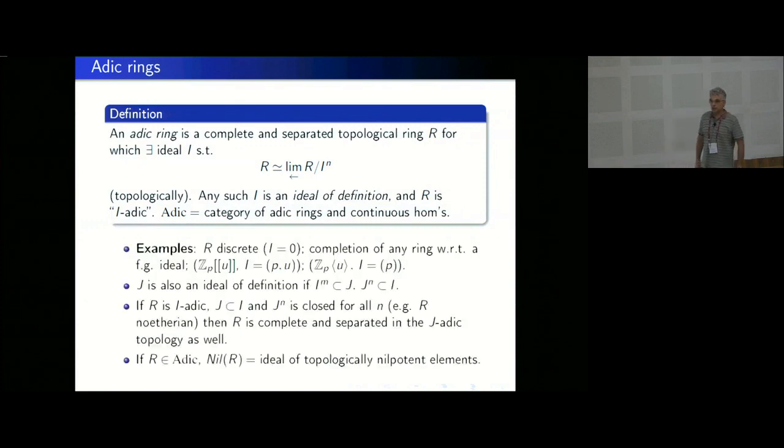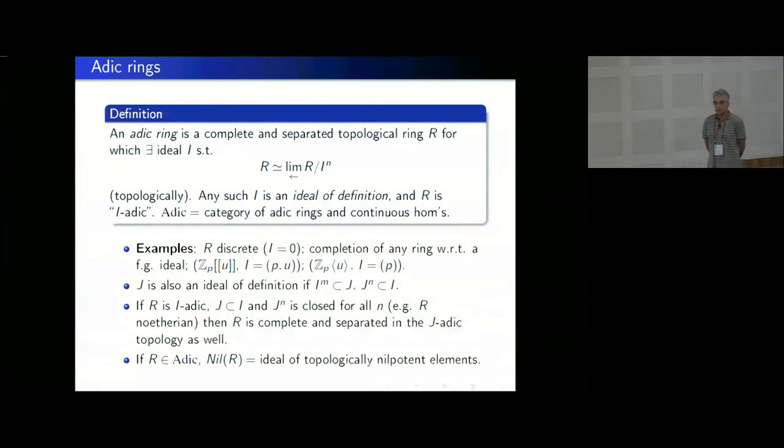So here are examples. Any discrete ring with I equals 0 is an adic ring. So the category of adic rings contains the category of discrete rings. The completion of any ring with respect to a finitely generated ideal is an adic ring. Funny things can happen in non-Noetherian rings when you complete with respect to non-finitely generated ideals. I mean, a completion of the power series ring over K in infinitely many variables is not complete.